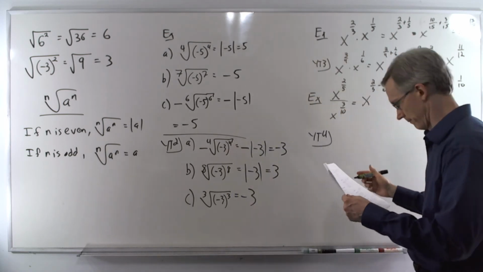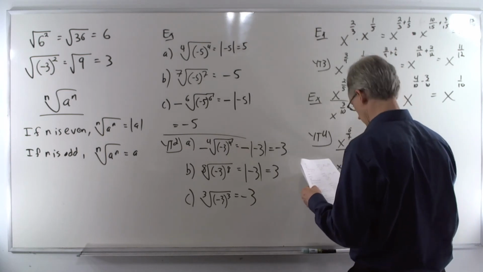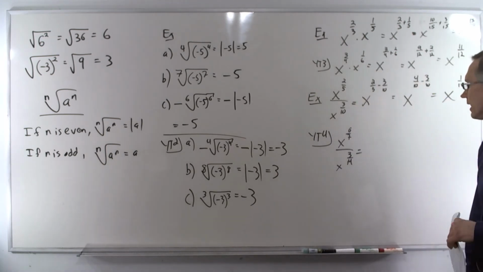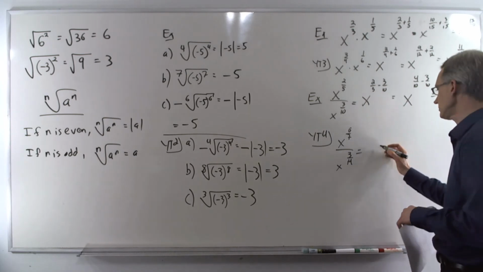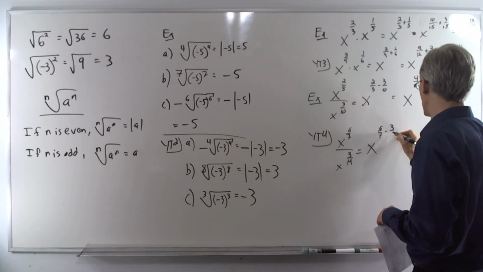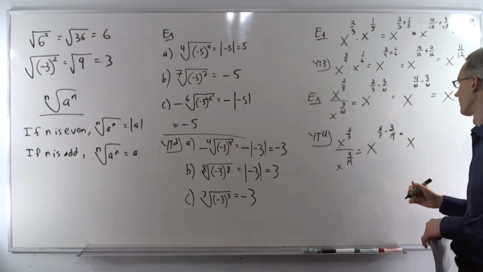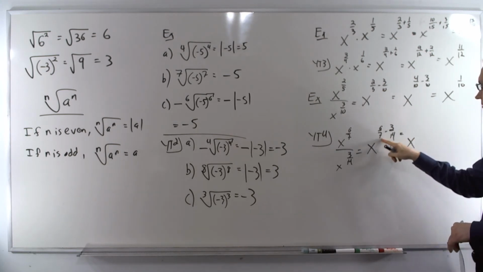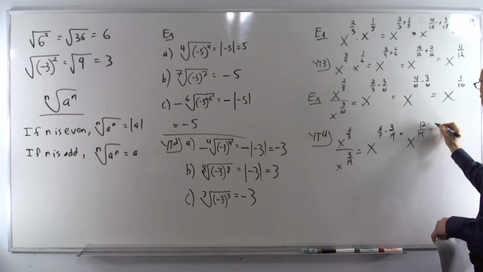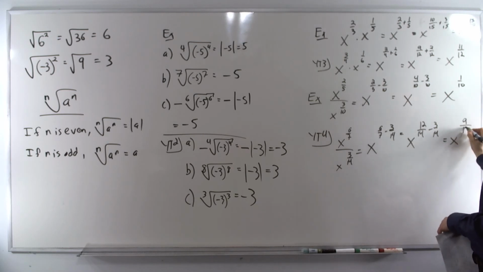Your turn, number 4. x to the 6/7 divided by x to the 3/14. Subtracting the exponents, we get x to the 6/7 minus 3/14. Now we get a common denominator of 14, so we'll convert this to 12/14 minus 3/14. And that is x to the 9/14.